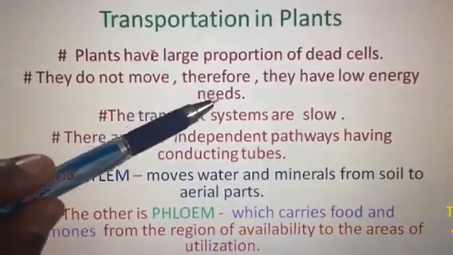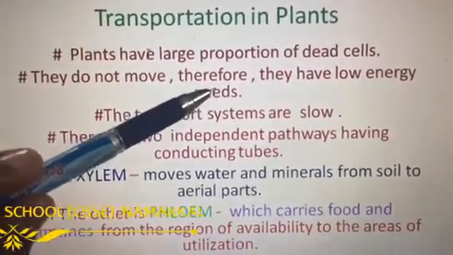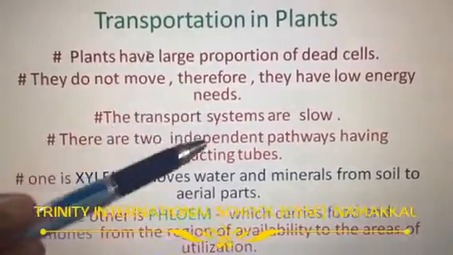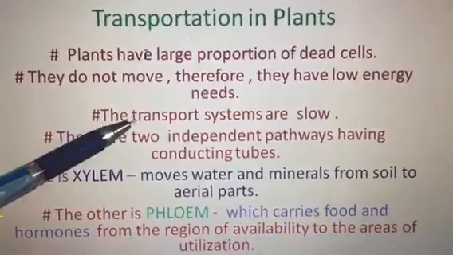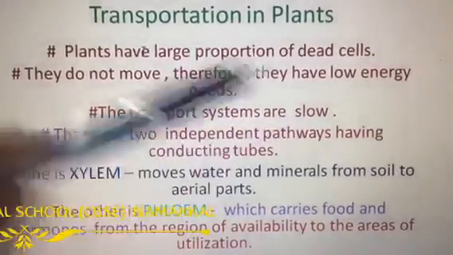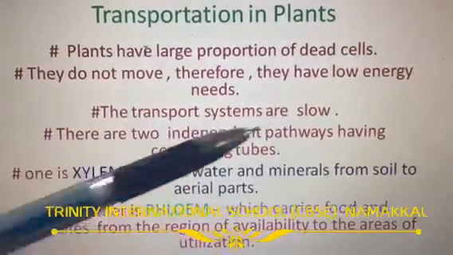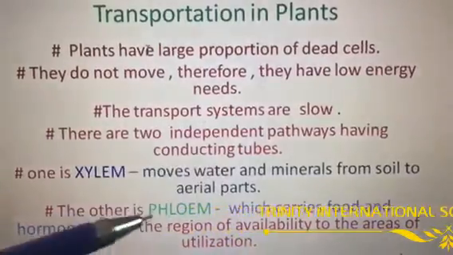But animal cells need more energy because a greater number of living cells are there. Next, the transport systems are slow.